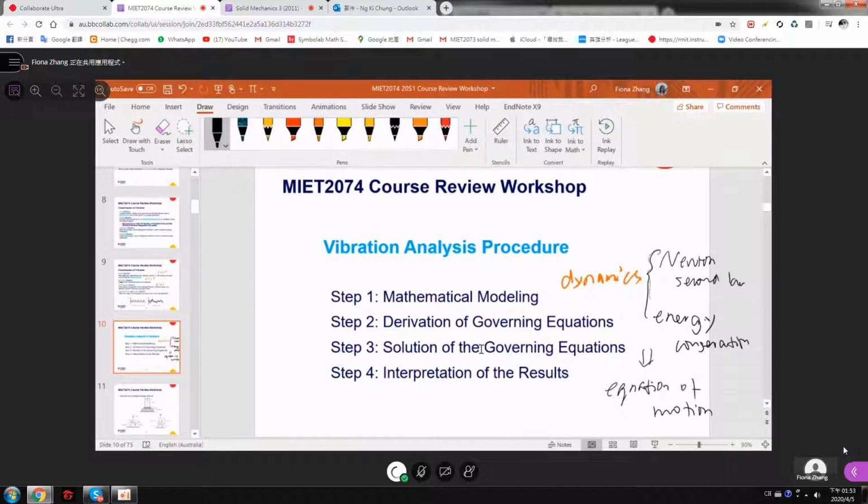Right, so solution of the governing equation. This depends on what equation you derived. It is probably a first order differential equation, maybe second order, or even more. Depending on what equations you get, you can mathematically solve using the equation of motion and the boundary conditions. Okay.